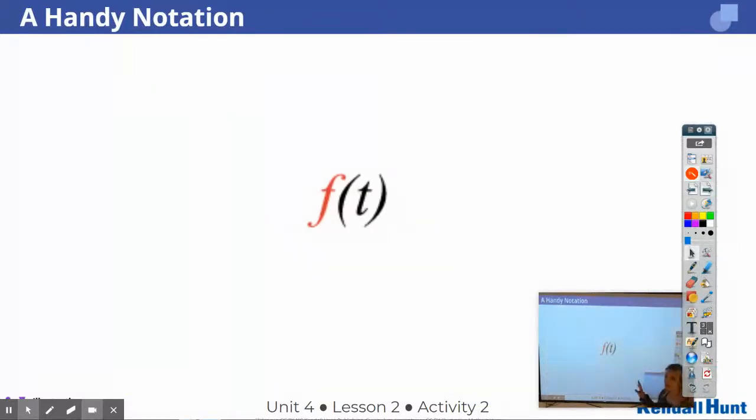All right, so this is something you probably want to write down in your notebook. Make sure that you have this somewhere so that you understand what function notation is.